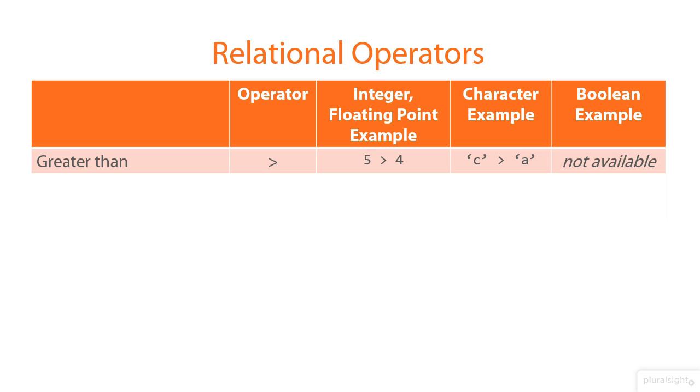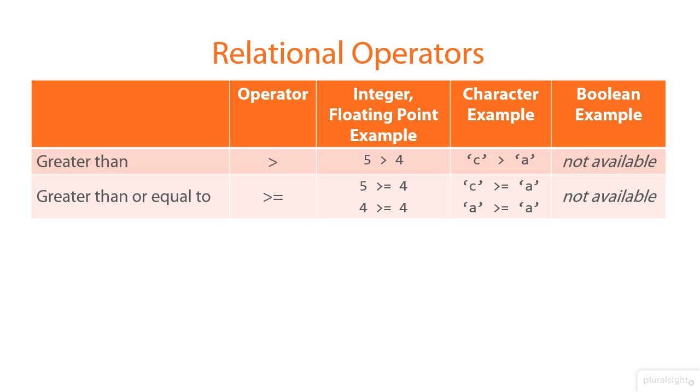5 is greater than 4. We get into character data values. What this does is this uses the different Unicode code points. So if the code point is larger, then the sort or the comparison is considered larger. So C is greater than A. And there's no way to do a greater than with a Boolean.